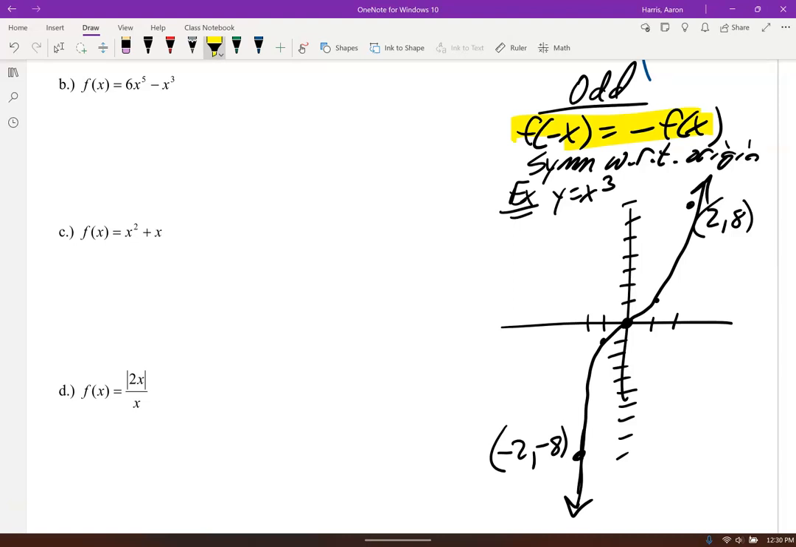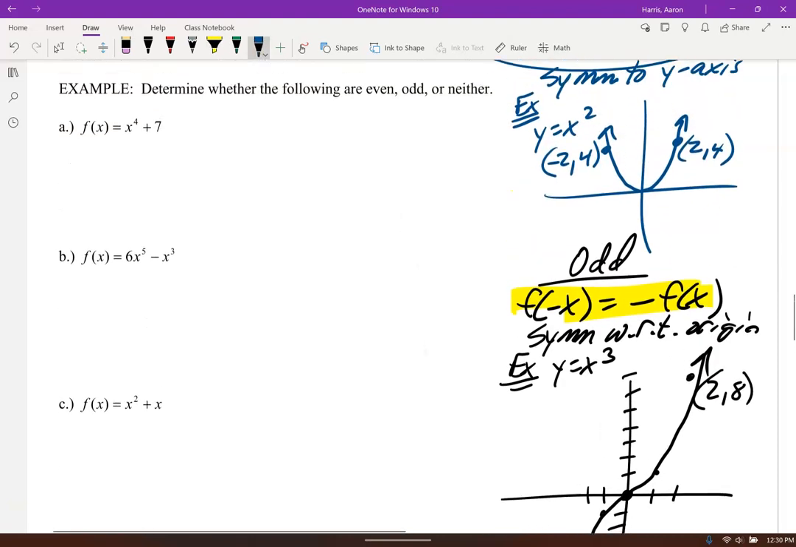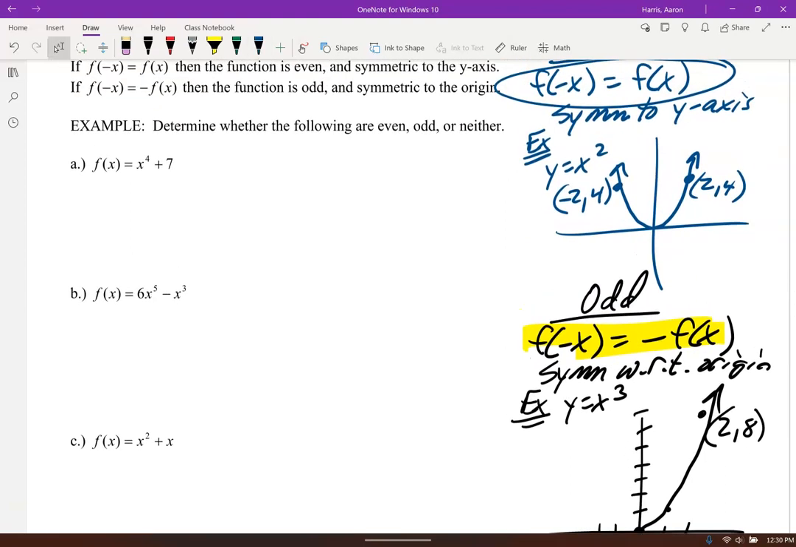If you remember before, this is just the function notation for saying replace x with negative x and y with negative y and see if it's the same thing, right? But we're going to do it with our function notation. So let's go ahead and test these to see if they're even, odd, or neither. Is it even? So then, is f of negative x equal to f of x, is the question, right? So here's our function. f of x is x to the 4th plus 7.